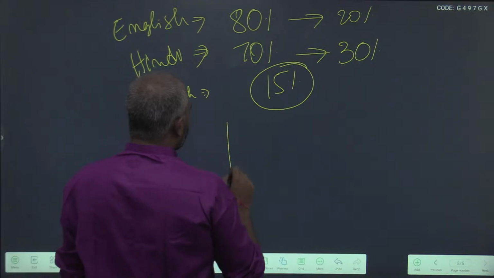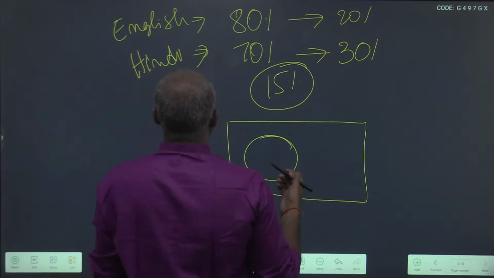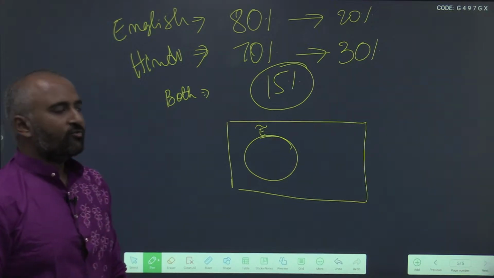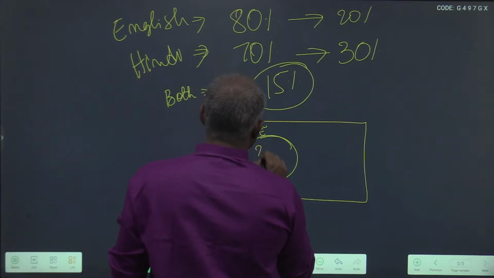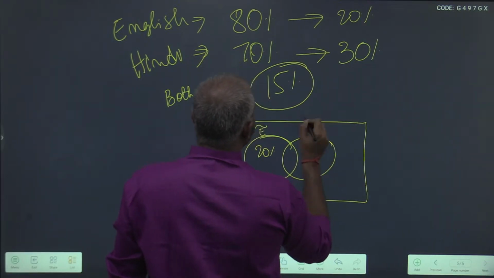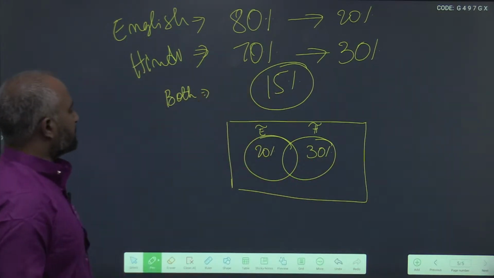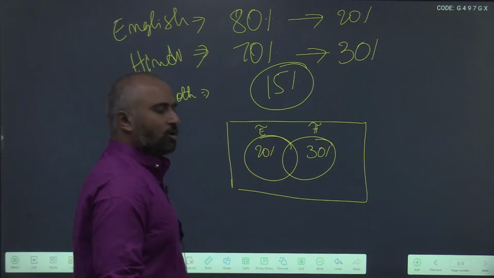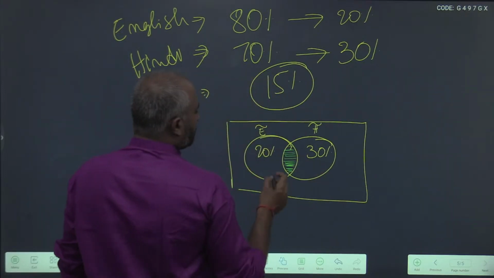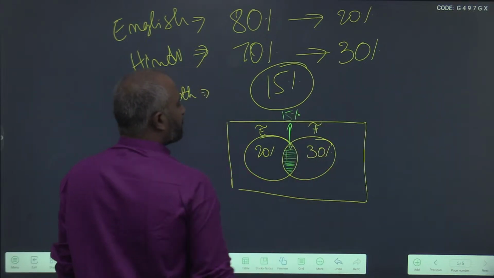Now draw a Venn diagram. This is people who failed in English, E naught. This is 20%. And this is people who failed in Hindi, H naught. This is 30%. And those who failed in both, this common part, is 15%.